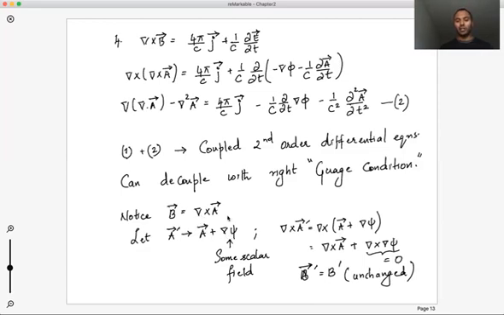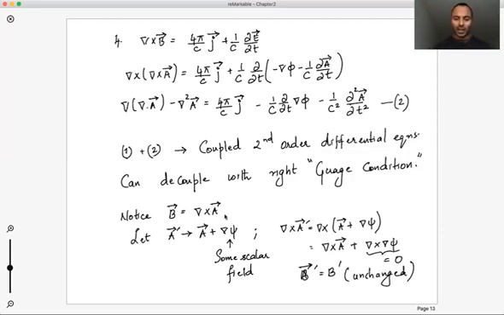So let's see what happens. I take curl of A prime. I get curl of A plus gradient of psi. Curl of A comes out, and then curl of a gradient is always 0, right? That means that curl of A prime is equal to curl of A, which means B prime equals B. So B doesn't change.